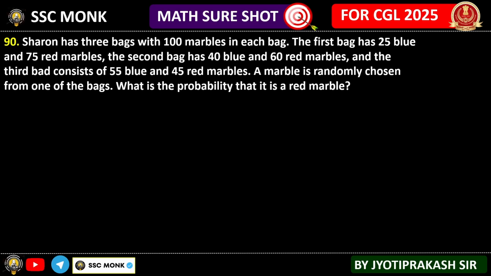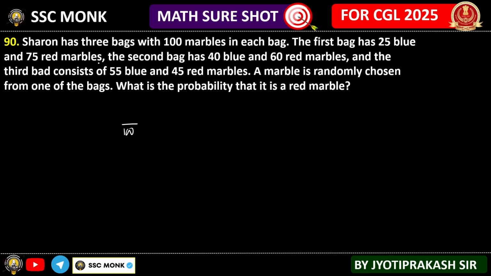Next, Saran has three bags with 100 marbles in each bag. The first bag has 25 blue, 75 red marbles. Second bag 40 blue, 60 red marbles. Third bag 55 blue, 45 red marbles. If a marble is randomly chosen from one of the bags, what is the probability that it is a red marble?